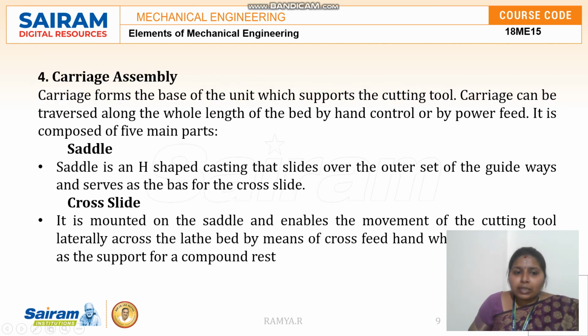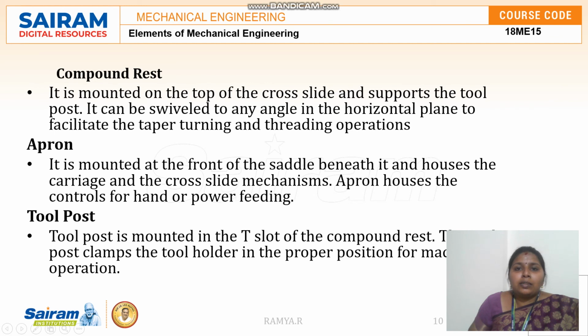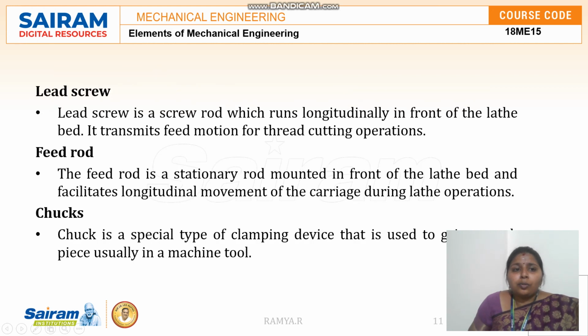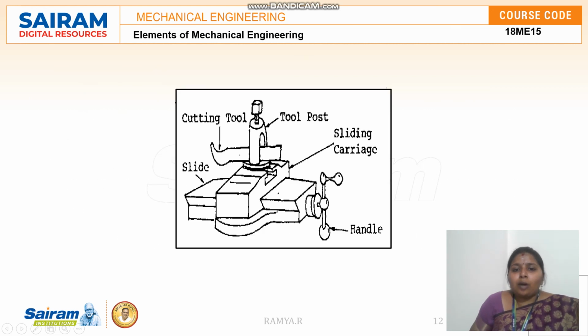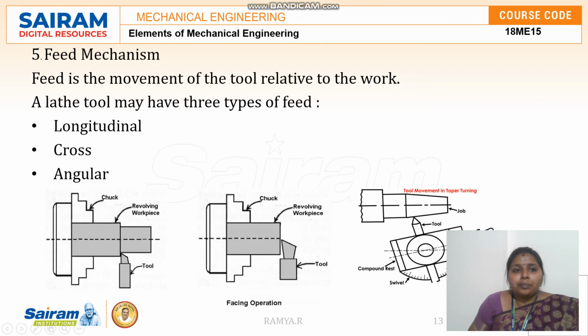And the last one is the carriage. The main purpose of the carriage is to carry the tool post and the tool, and also to adjust the tool according to the workpiece. So these are the components, and this is how the carriage looks. This is how the carriage holds the tool.